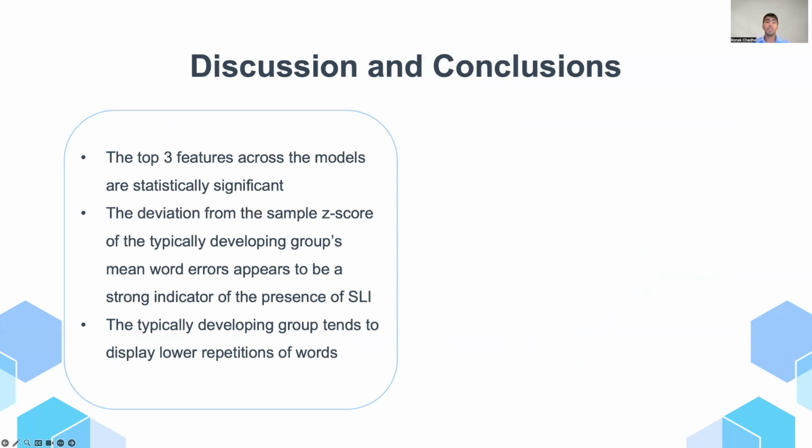In conclusion, the top three features identified across the models are statistically significant and can be evaluated further for applicability to digital diagnosis and therapeutics for specific language impairment. The deviation from the sample z-score of the typically developing group's mean word errors appears to be a strong indicator of the presence of specific language impairment. Also, the typically developing group tends to display lower repetitions of words during narrative-based tasks compared to the group with specific language impairment.